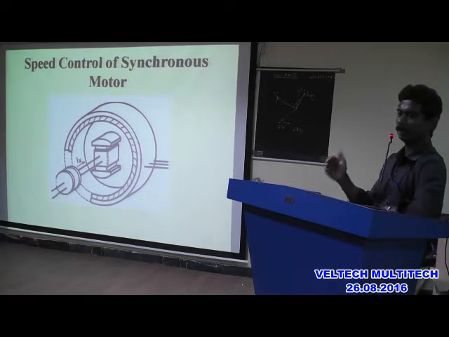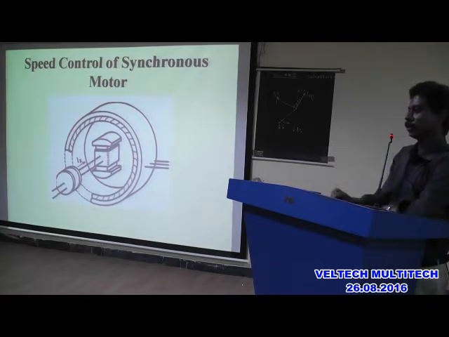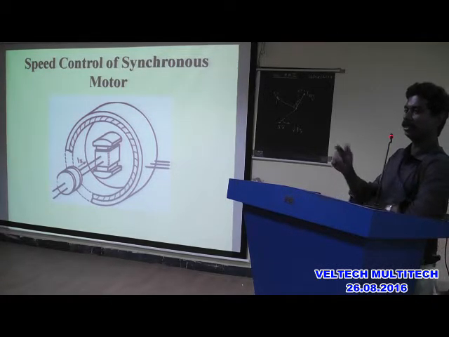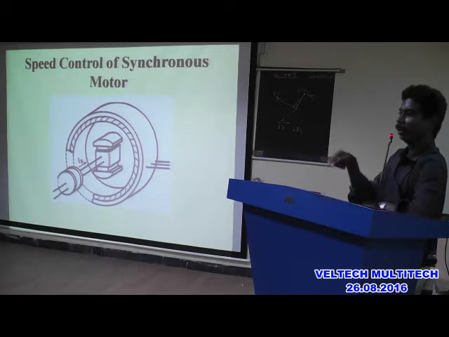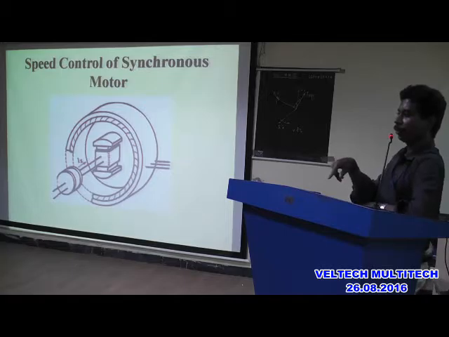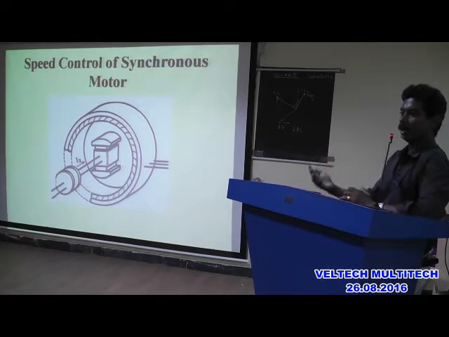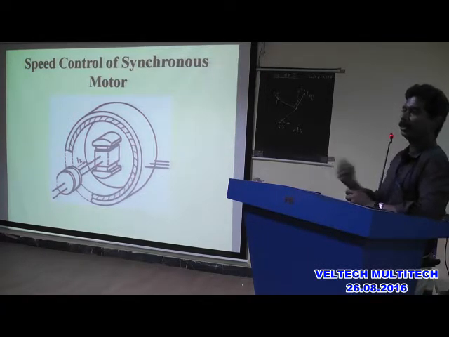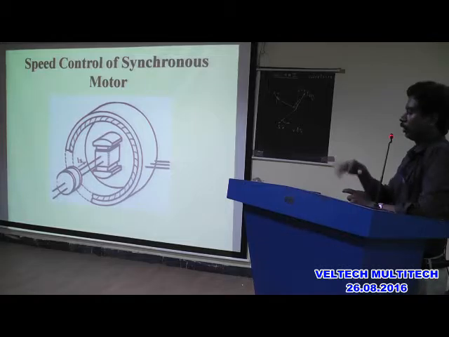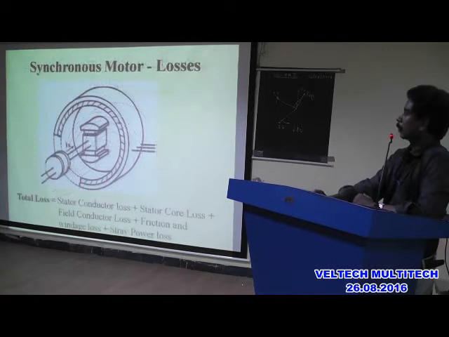By adjusting the frequency, you can control the speed of the rotating magnetic field. You know the expression for the speed of the rotating magnetic field: Ns equal to 120 f by P. f and Ns are directly proportional. P is also inversely proportional, but you cannot change the number of poles. Once the motor is designed, you cannot change the number of poles. Only readily available parameter is frequency. By adjusting the frequency, you can control the speed so that you can control the rotor speed.